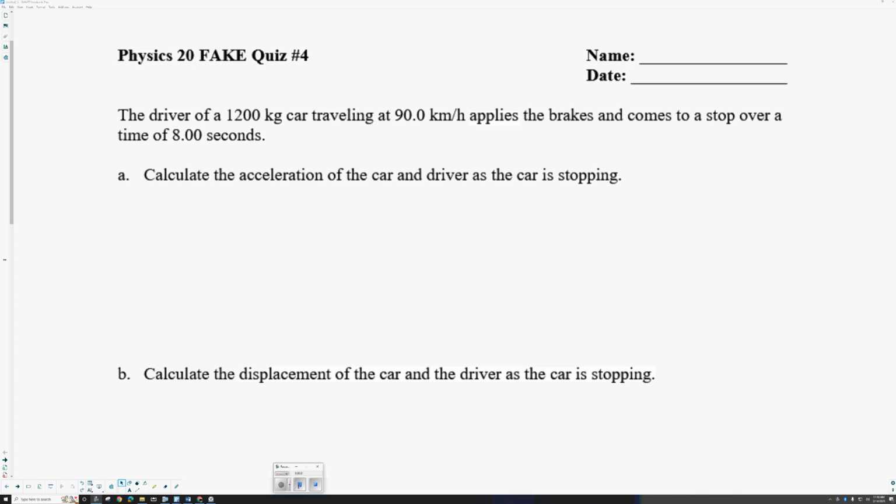All right, let's have a look at fake quiz or practice quiz number 4. The question says a driver of a 1,200 kilogram car traveling at 90 kilometers per hour applies the brakes, comes to a stop over a time of 8.00 seconds. We're looking for the acceleration and we're looking for the displacement here. So 2 separate questions, both relying on the same data. These are both Group A or Group B problems.